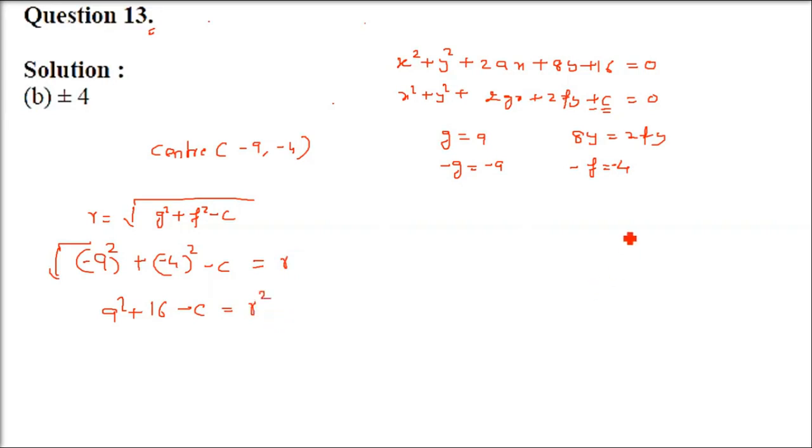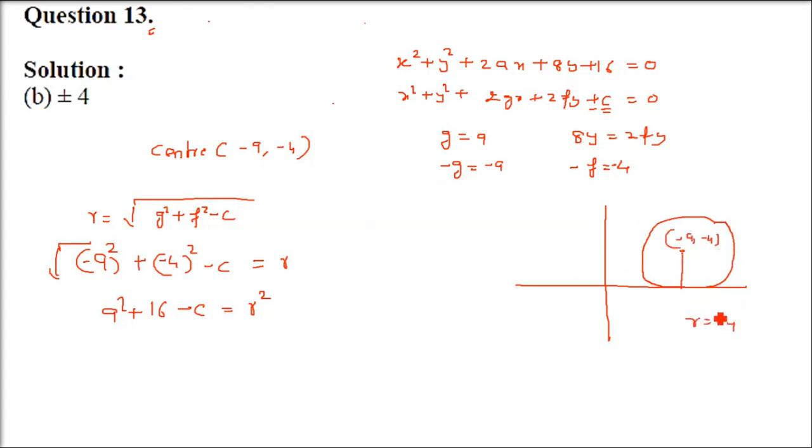Now the condition is that this circle is touching the x-axis. If the circle is touching the x-axis, what does it mean? If you have x and y coordinates, it's touching the x-axis, so the radius will be the y coordinate. The y distance is the radius. So radius is minus 4 here. Radius will not be minus 4, actually radius will be plus 4. Radius is also always a distance. So it will be 4 square. Put it here: a square plus 16.